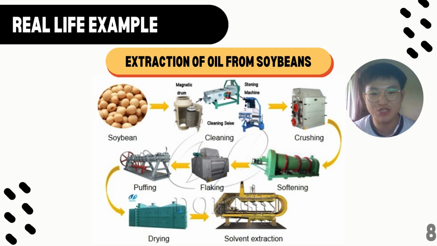The soybean oil extraction process begins with cleaning the bean using magnetic drums and sieves to remove impurities like metal and stone. The beans are then crushed, softened with heat, and pressed into thin flakes or puff to maximize the surface area for the chemical stage. After a drying phase, the prepared material undergoes solvent extraction, where a chemical solvent washes through the flakes to leach out the oil. This combination of mechanical preparation and chemical leaching ensures that almost all the oil is successfully recovered from the soybean.